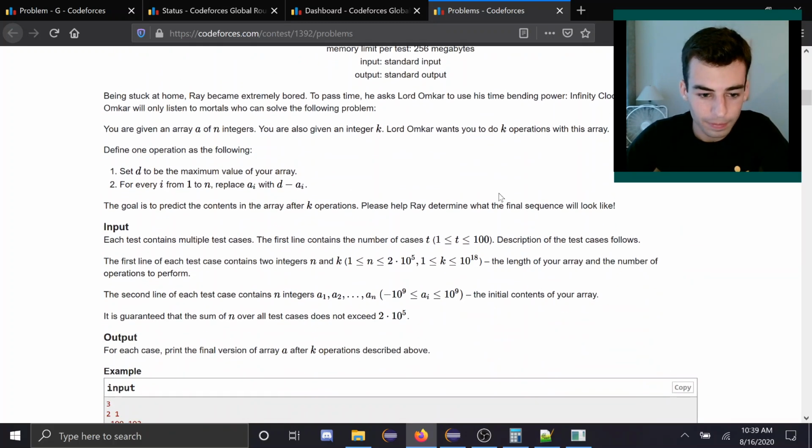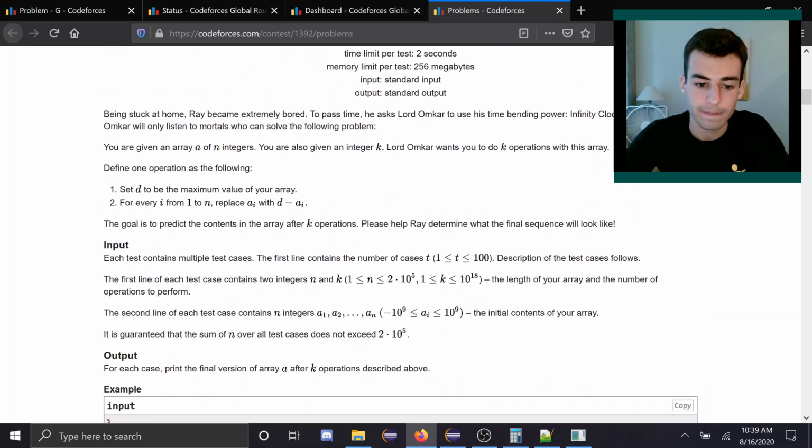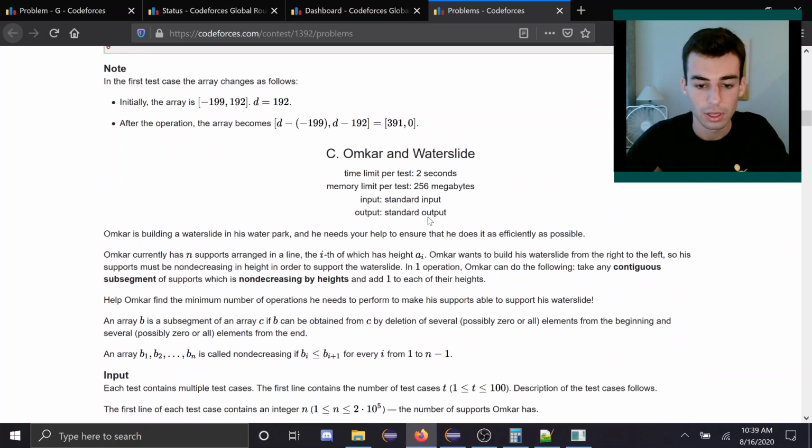This infinity clock, yeah, I thought it was cool too. It's quite cool actually. I really like it. I struggled a lot with it. I had like 2 wrong answers for stupid reasons, but I think it was a really cool problem still.